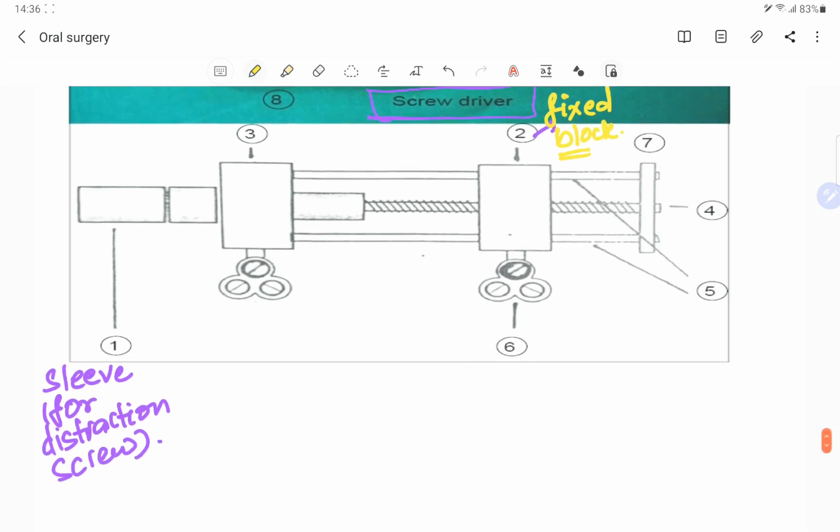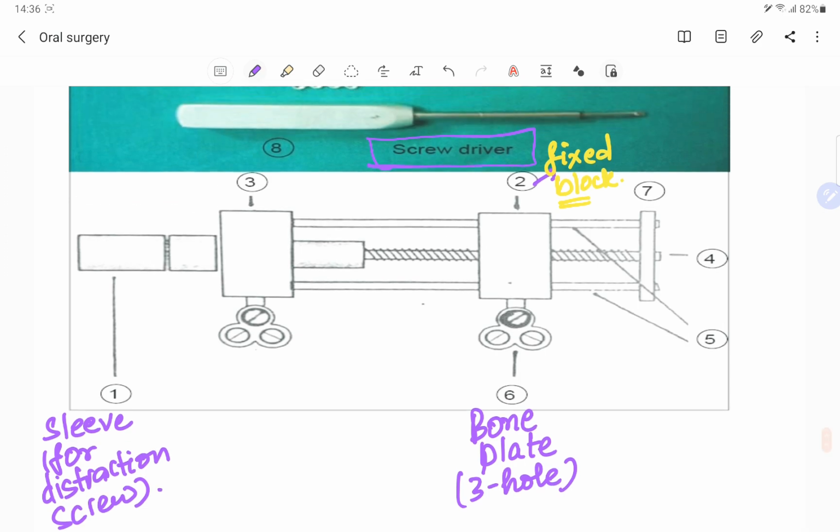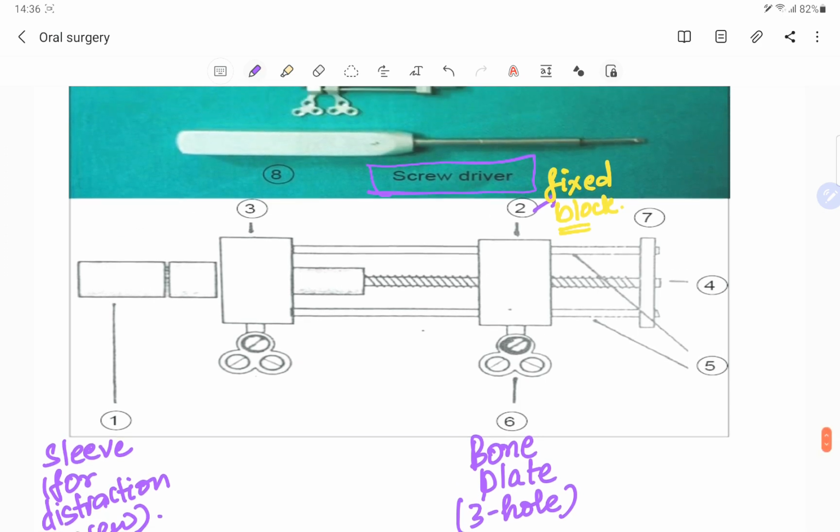So if you can see, this fixed block is attached to number 6, and the 6th one is a bone plate. It has got 3 holes in it. So this is a 3 hole bone plate. We usually use the stainless steel one. So this is a 3 hole stainless steel bone plate which is used for fixation of the distraction appliance. So this fixed block is attached to this number 6, which is our 3-hole bone plate, which is fixed to the medial fragment with the help of the screws.